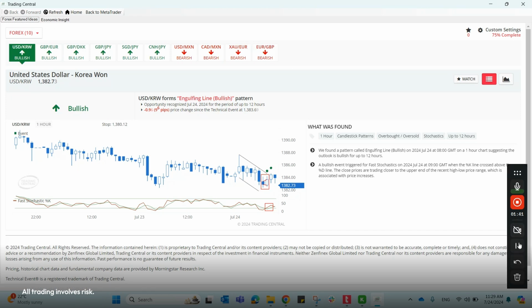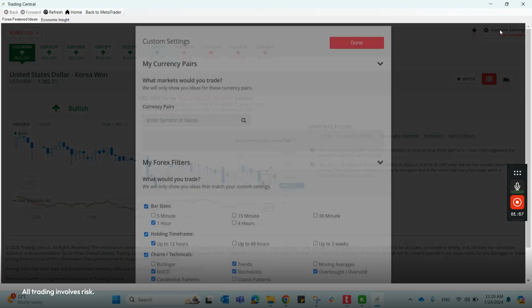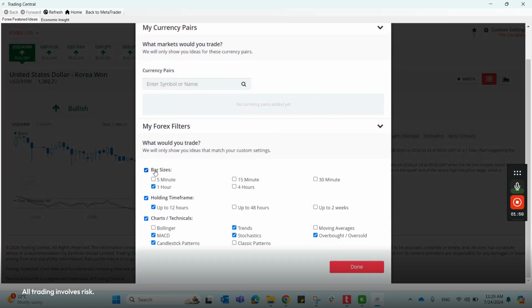Traders can customize Trading Central's indicators to their specific trading style and strategies, whether they are short-term day traders or long-term investors. On the right-hand corner, you can click on Custom Settings, and here you can choose the bar sizes, the holding time frame, the charts, and technicals.